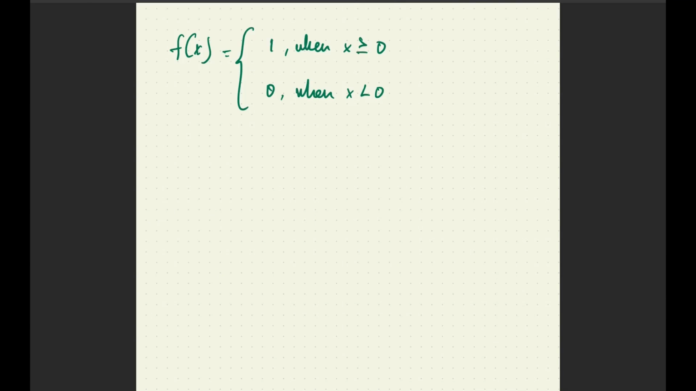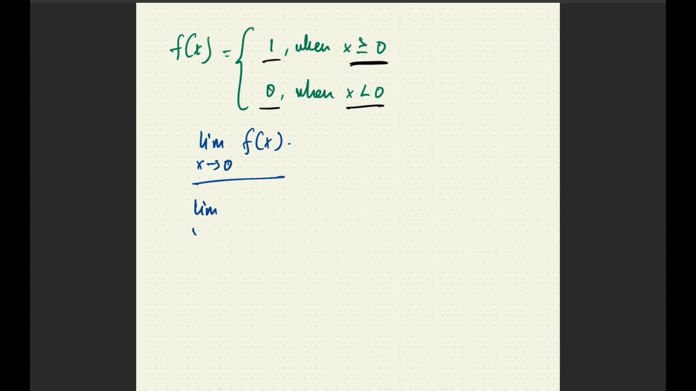So this is a piecewise function. It tells you that when x is greater than or equal to 0, y is equal to 1. But when x is less than 0, y is equal to 0. So if we want to find the limit as x approaches 0 of the function, what we need to do is find the one-sided limits, right? So we need to find the limit as x approaches 0 from the right and from the left. So let's do the right-hand side limit first.